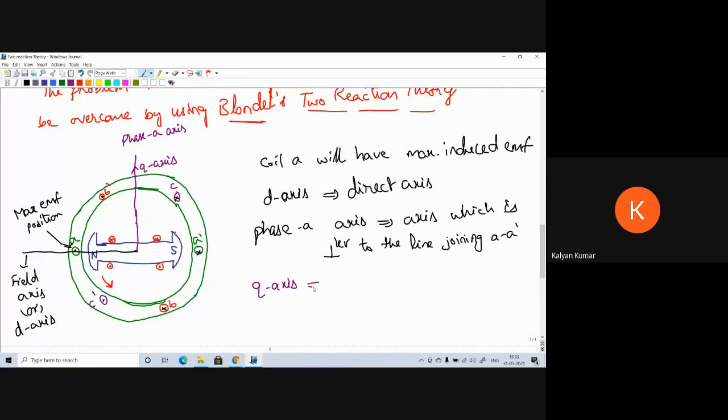Q axis. So Q axis is the axis which is perpendicular to D axis. So here we have considered three axes. One is field axis or D axis. The D axis is along the field poles. So N and S.